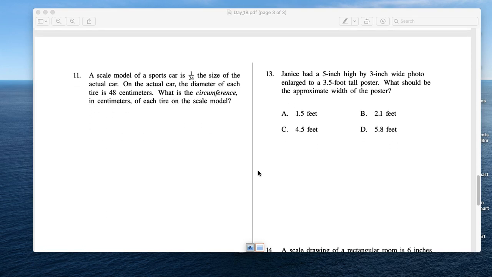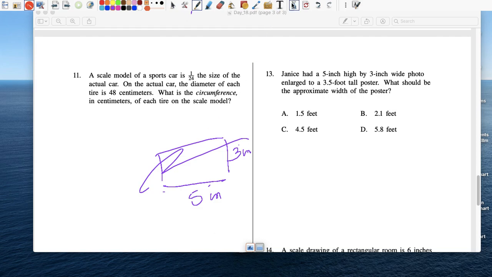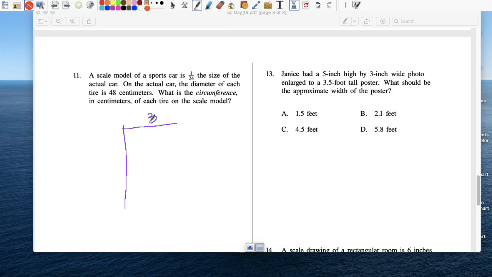13. Janice has a 5 inch by 3 inch wide photo, enlarged to a 3.5 foot tall poster. Let me change this because apparently I drew this incorrectly. So 5 inches high and 3 inches wide. So she had a picture that goes like that, and then she changed it to this humongous enlarged wide photo.